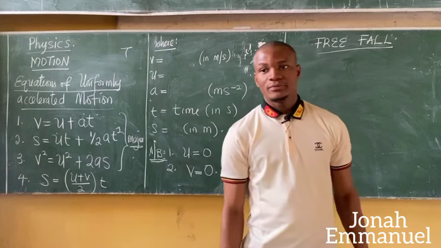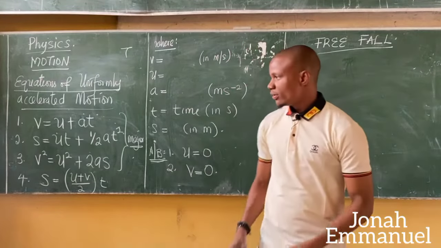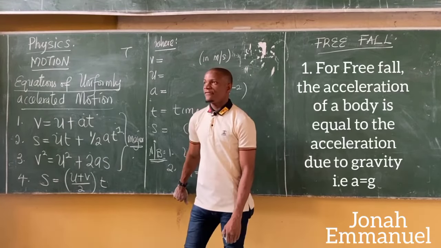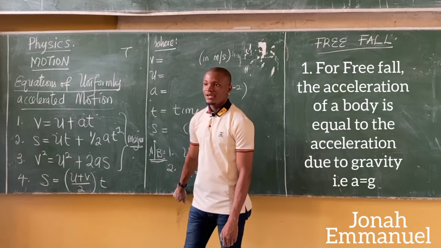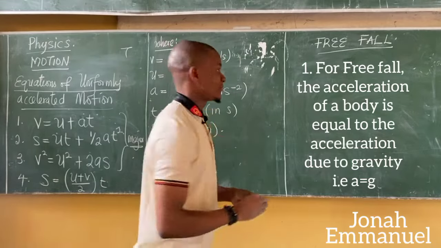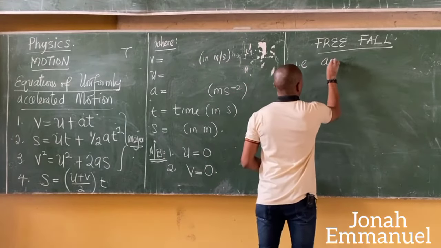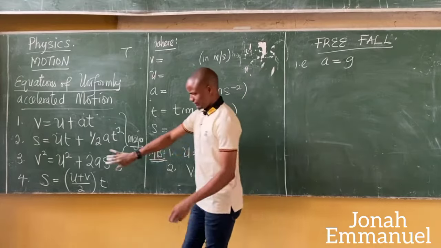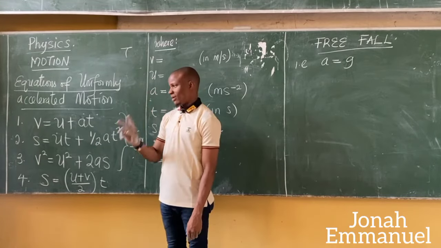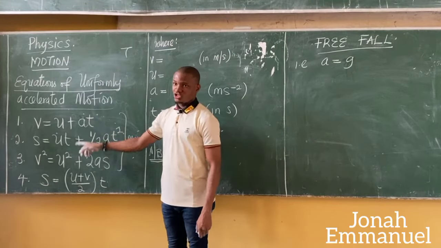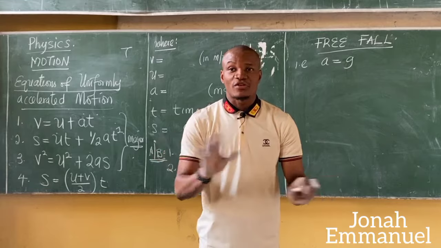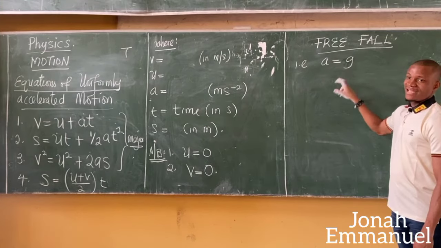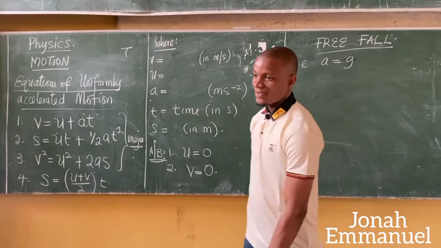Continue. For free fall, the acceleration of a body is equal to acceleration due to gravity. The difference between this and free fall is just three things that change. Number one, a changes: it becomes g. When a body is undergoing free fall, its acceleration is the acceleration due to gravity. Example, a man that falls from space.